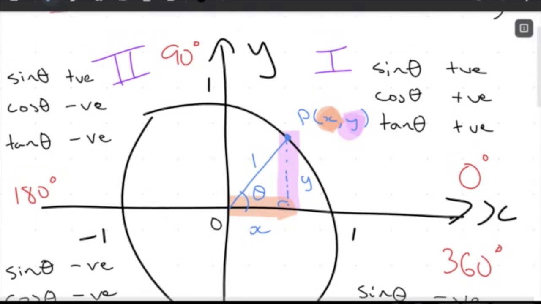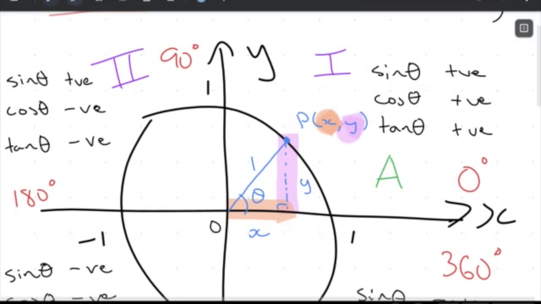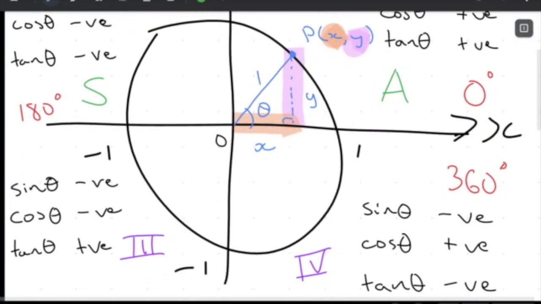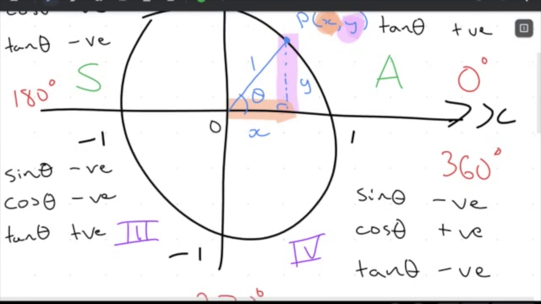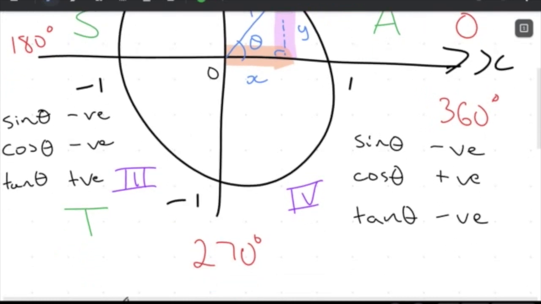In this first quadrant, all of them are positive. So I'm going to write a little A here to show that all my trig ratios are positive here. In my quadrant 2, only my sine is positive. So I'm going to put an S here, showing that just sine is positive. Over here, my tan is the only positive one. I'm going to put a little T here. And over here in my fourth quadrant, only my cos is positive. So I'm going to put a C.